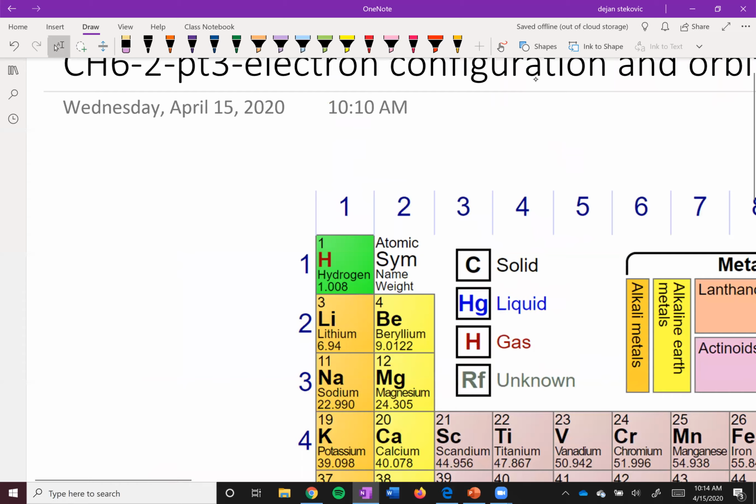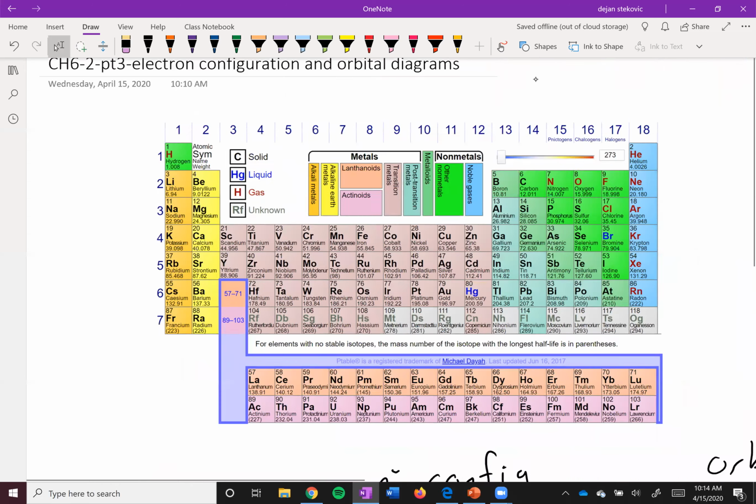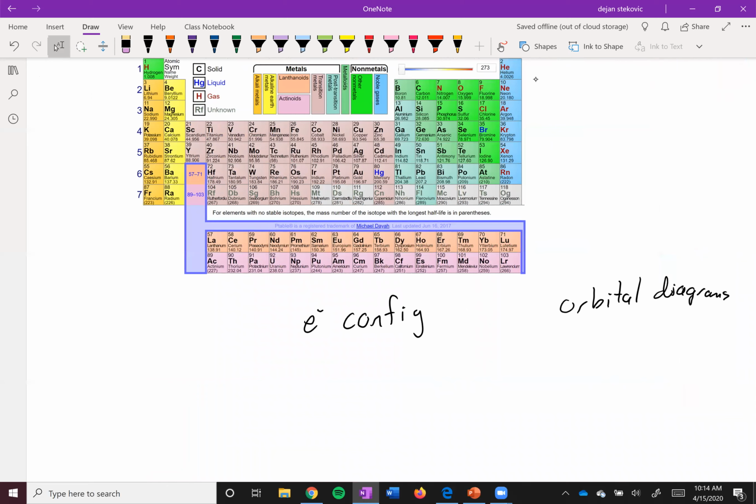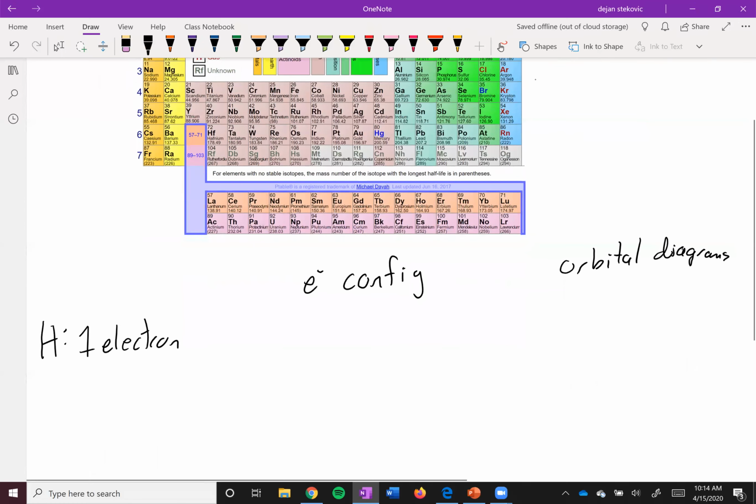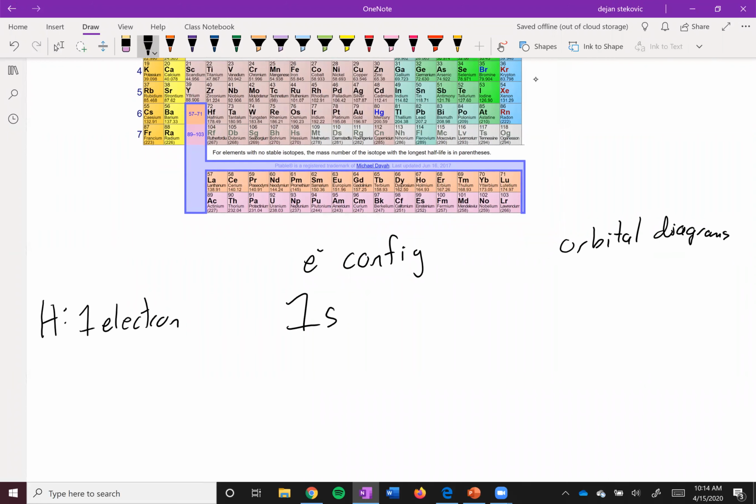So let's start off nice and easy. Let's start talking about hydrogen with its 1 electron. If we take a look where hydrogen is, if you remember, this right here is the s block. So hydrogen's first electron is going to go into an s orbital. You can see here that we are in the first column, so it's going to go into a 1s orbital. So what we write is 1s to represent the orbital, and then we put a superscript 1 up here.